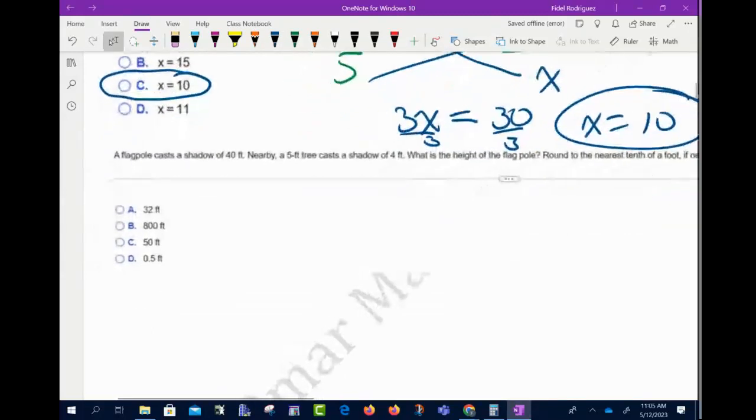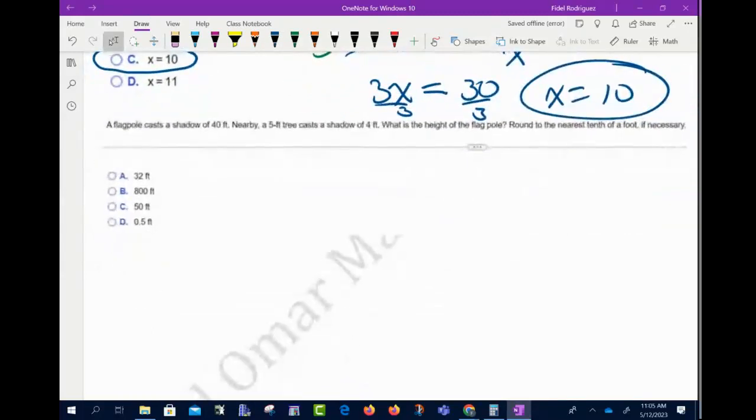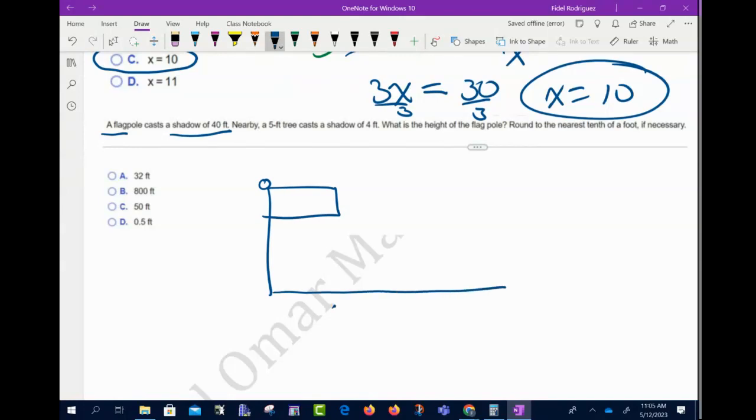Okay, so y'all, this last problem here, similar to the one we did with the tree. The only difference is there's no picture. Okay, so look what it says. We have a flagpole, and the shadow is how long? Okay, so look, here's my flagpole. I'm going to draw my flagpole itself. Okay, the shadow of the flagpole, y'all, is 40 feet, right? Nearby, a 5-foot tree. So look, we got a tree. It's a little tree, and that tree is only 5 feet tall. But the shadow of the tree is how long? 4 foot.